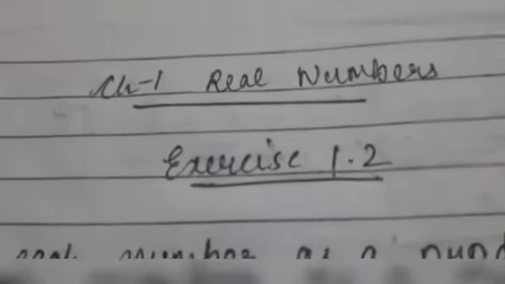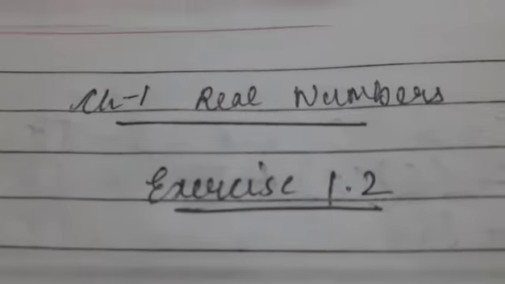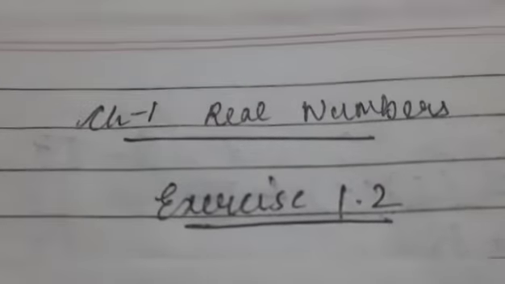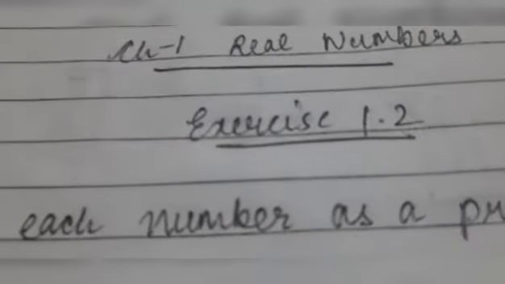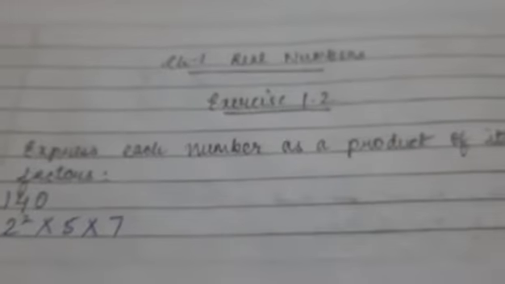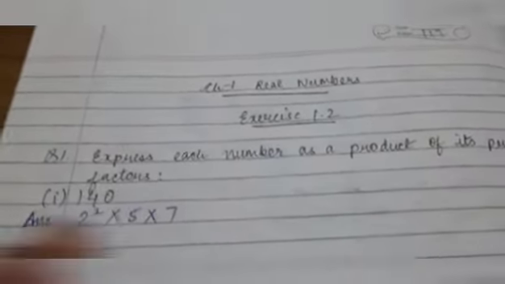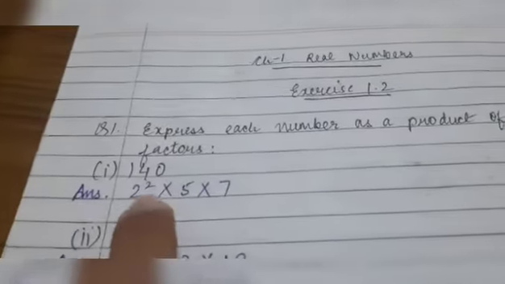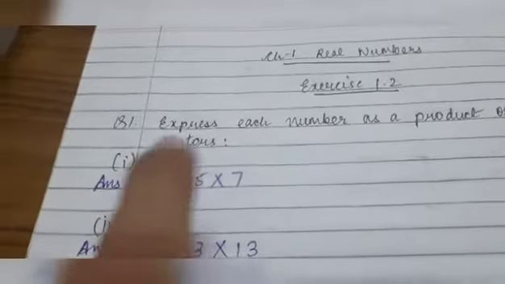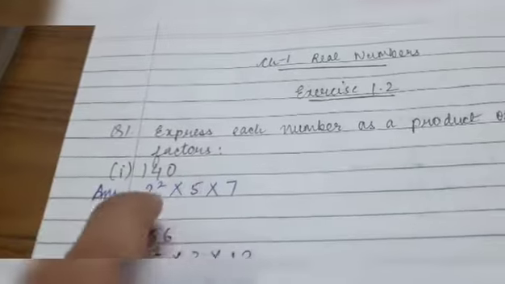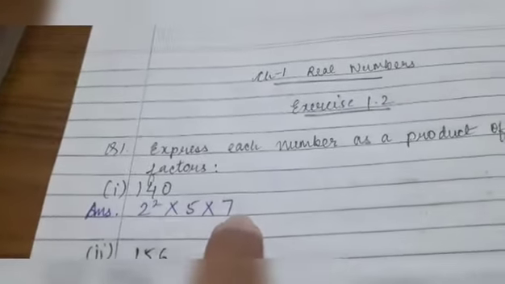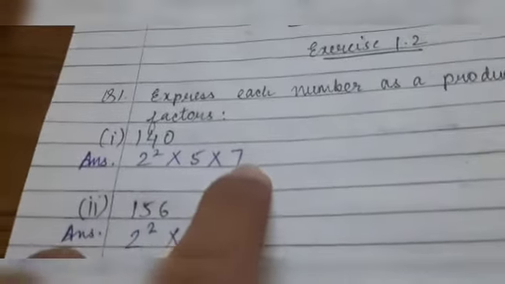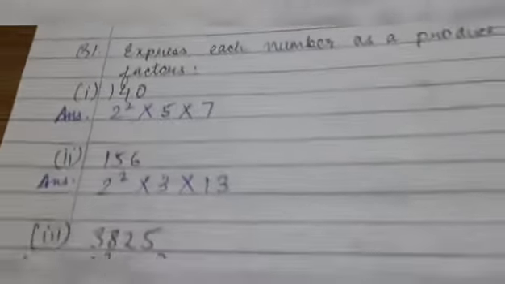And today we will be doing chapter 1, Real Numbers, exercise 1.2, some of the questions. So let's get started. The first question says: express each number as a product of its prime factors. First you have 140. How can you express 140? 2 square, that is 4. 2 into 2, 4, into 5 into 7. So 2 square into 5 into 7 is your answer. In this manner you can express it.